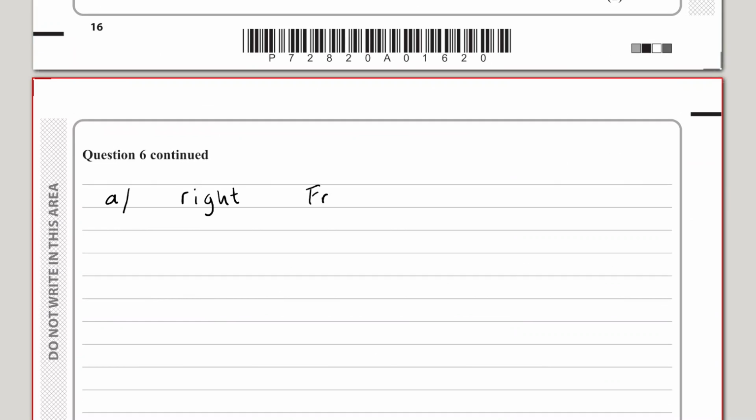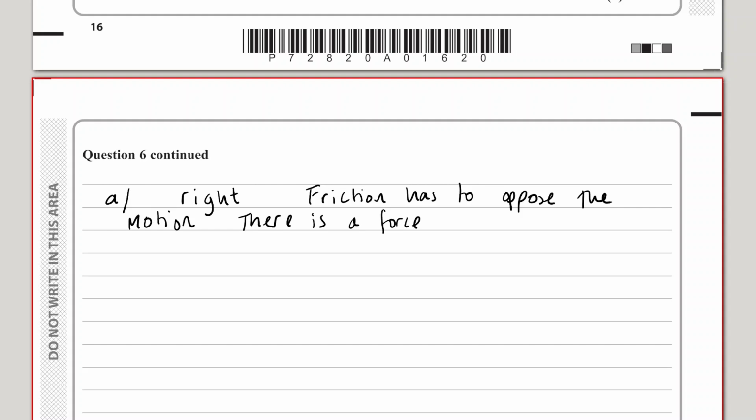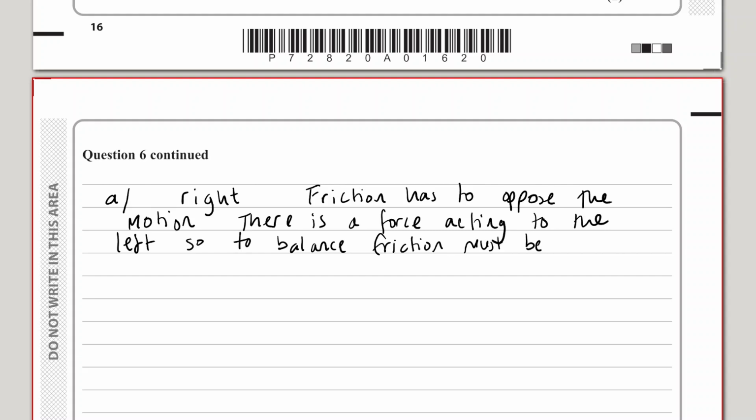So the friction has to oppose the motion. And we could say there is a force acting to the left, so to balance, friction must be to the right.